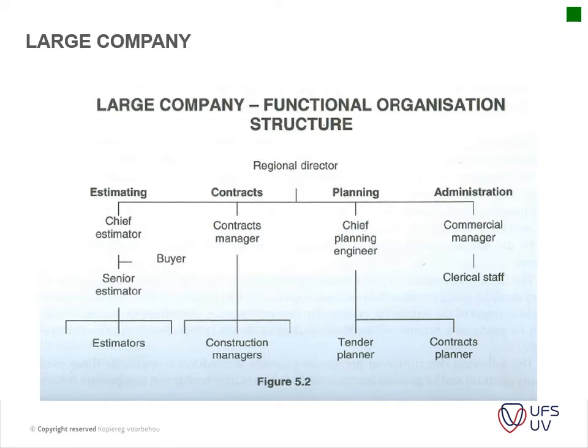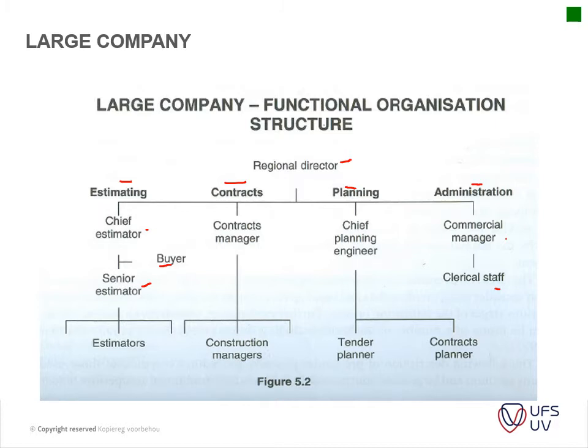Okay, and then your large companies will usually have an estimating department, contracts department, planning division, and then administration, your commercial manager and clerical staff working with the financial side or the admin side of the company. And then you might have a regional director here at the top. So you've got your chief estimator, and then your senior estimator, and then you've got a buyer. The buyers are not an estimator, but they usually do the actual buying from suppliers and so on. They are the people that negotiate the best prices from suppliers.